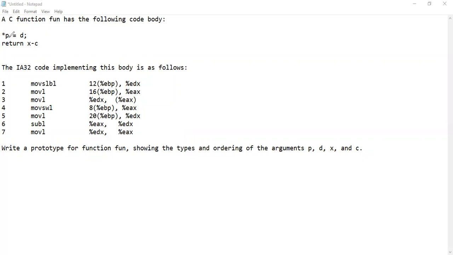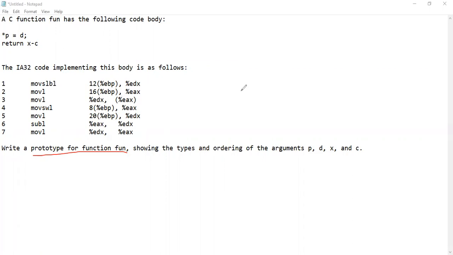The question is, we need to reverse engineer the signature of the function, or prototype of the function. We don't have the prototype here. You only have assembly code here. And the goal is to reconstruct the signature of the function based on the assembly code and these two lines of C code. All right, now how do we do that?